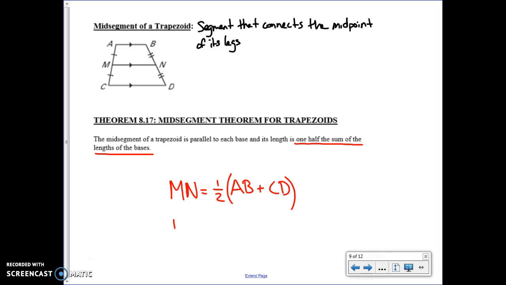Instead of multiplying by 1/2, I tend to like to divide by 2. So a lot of times I will write it like this instead. Either one of those is fine, but know that you'll probably see the divide by 2 more often from me.